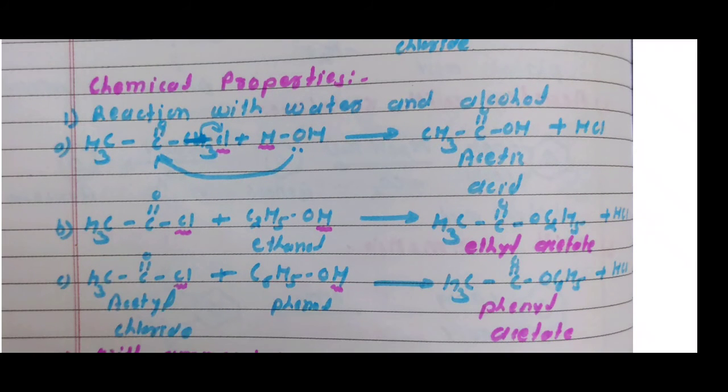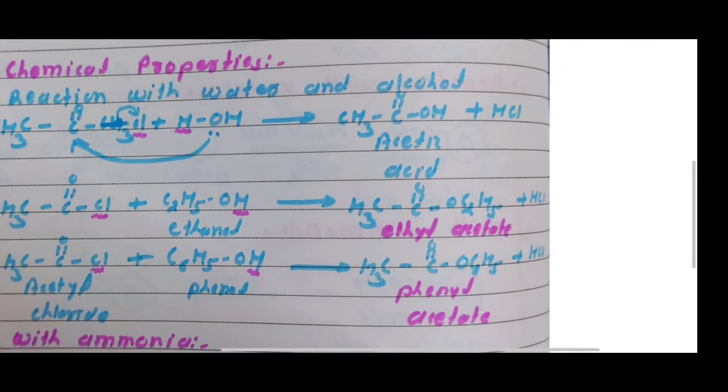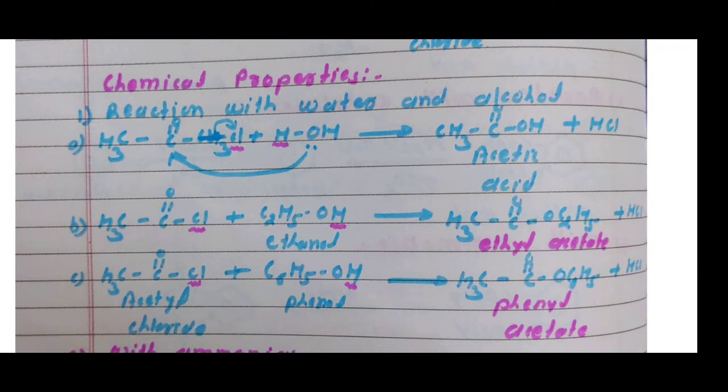Second reaction, acetyl chloride CH3COCl reacts with ethanol, forming ethyl acetate by releasing HCl, because we use acetyl chloride instead of acid. The general reaction for formation of ester is acid plus alcohol forms ester, but here we use acetyl chloride. Cl from acetyl chloride and H from ethanol are released in the form of HCl.